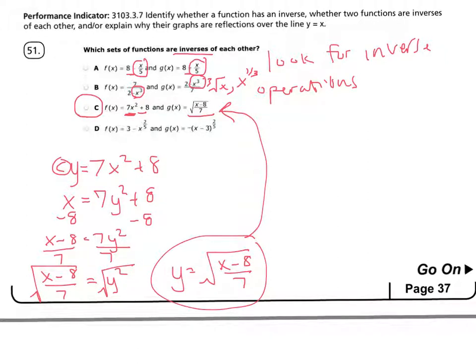I just want to point out one thing with D, though. This is sort of close, but look at that exponent on the x. It's 2/5, and this is also a 2/5 exponent. If g really were the inverse, I should expect to see some kind of x to the 5/2 maybe.